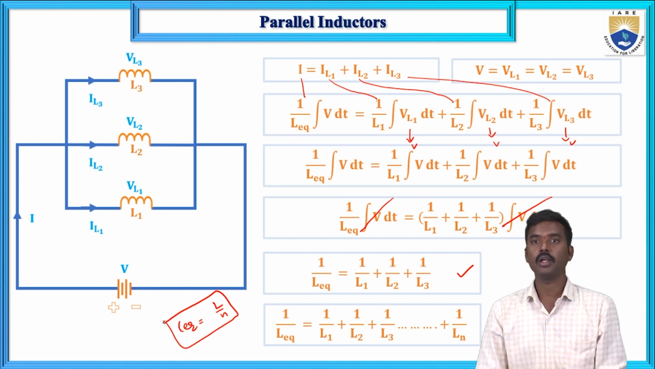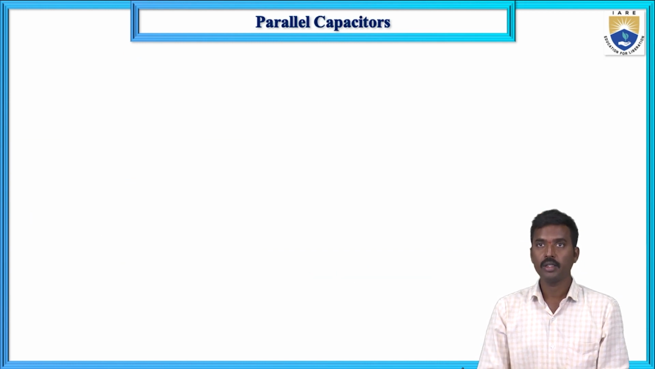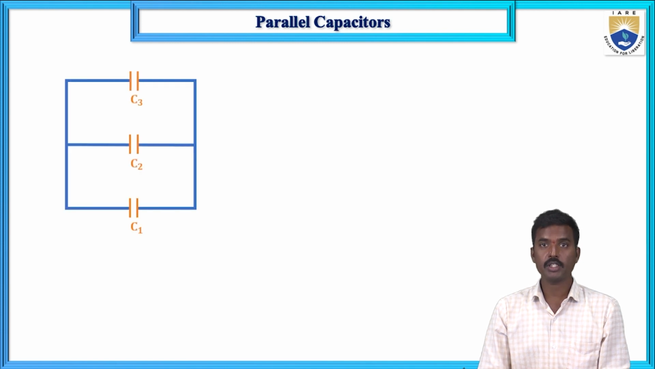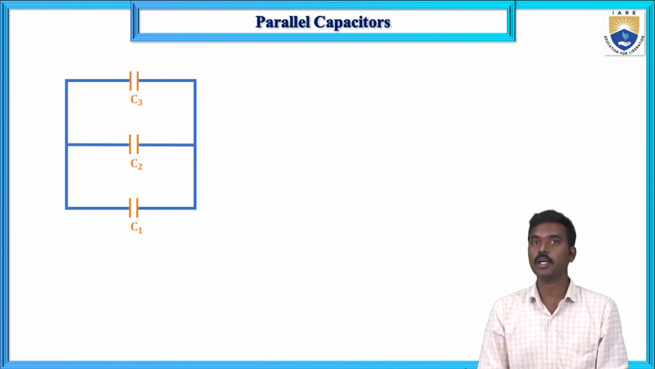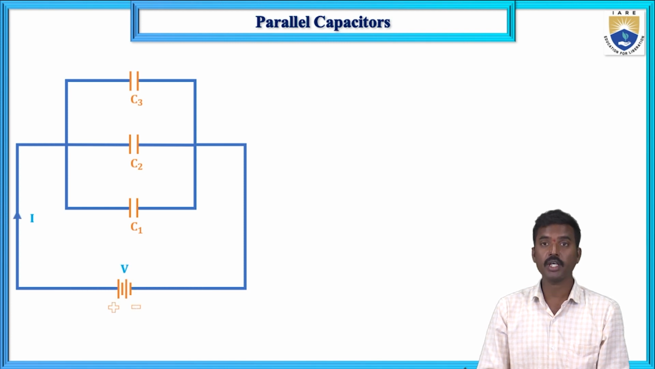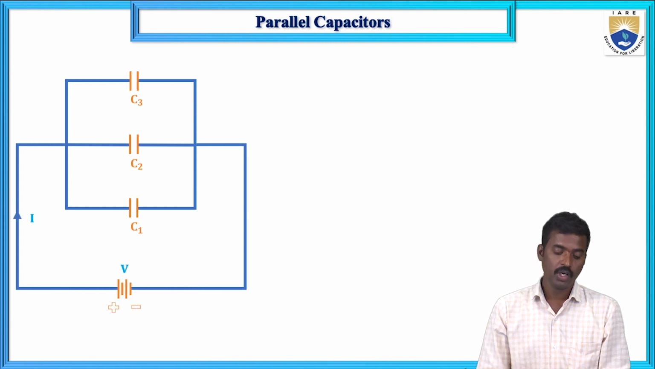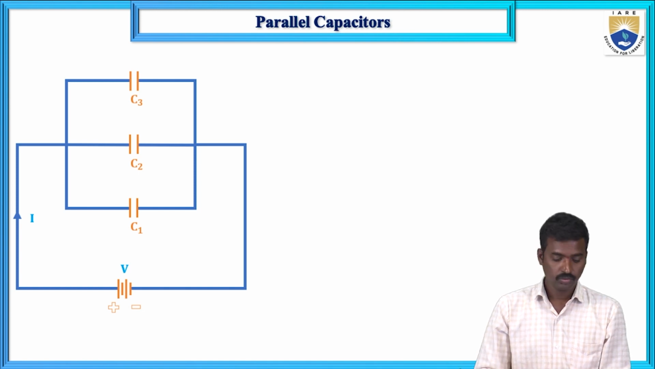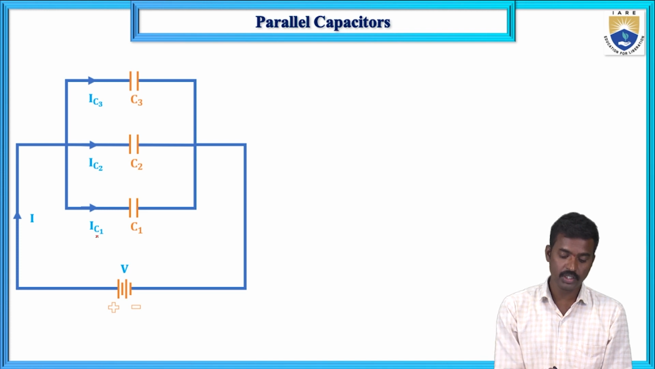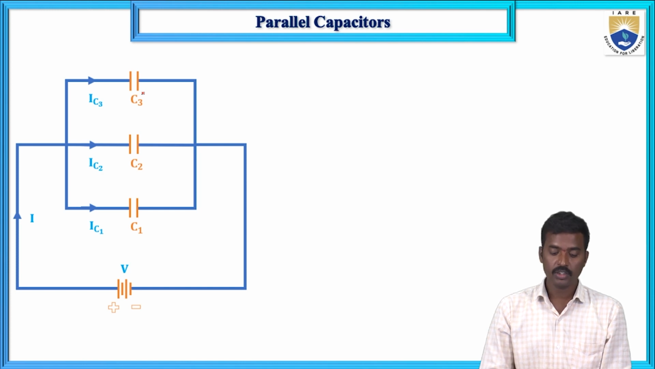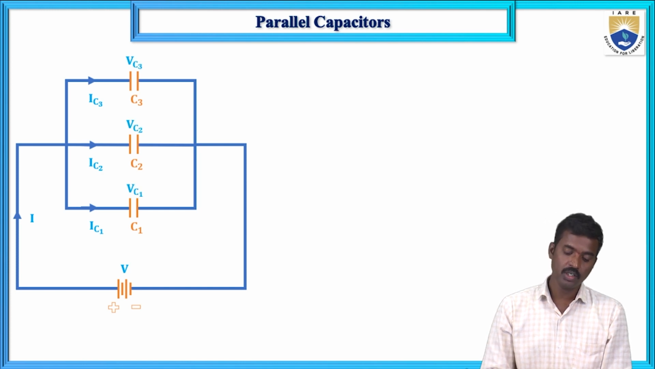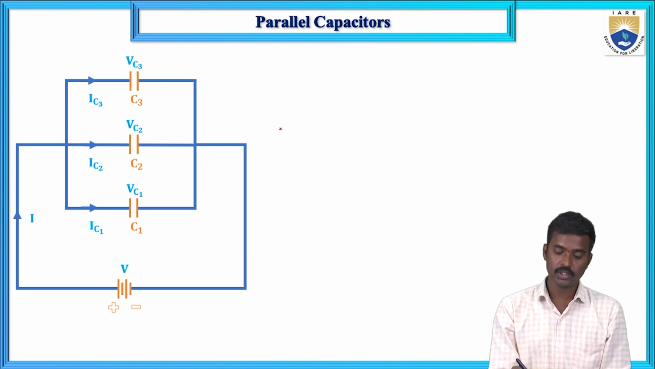Now here, parallel capacitors. Three capacitors C1, C2 and C3 are connected in parallel. The whole circuit is connected across supply voltage V, and I is the current drawn by the circuit. Currents in each capacitor are IC1, IC2 and IC3. IC1 is the C1 current, IC2 is the C2 current, and IC3 is the C3 current. Next, VC1, VC2 and VC3 are the C1, C2 and C3 voltages respectively.